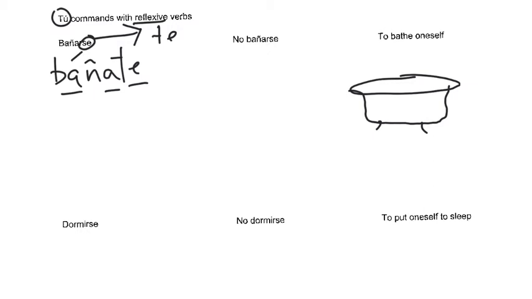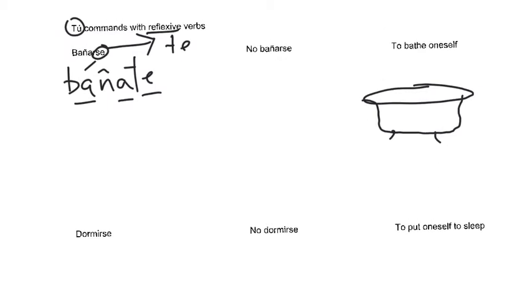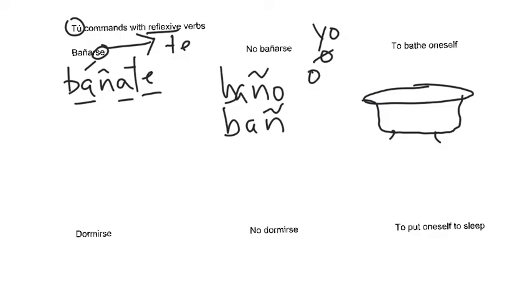Forming negative commands requires a few more steps. The first step is to get the present tense first person singular yo form of your verb, baño. The second step is to drop the o. The third step is to add the opposite tú form ending. Since bañar is an AR verb, we're going to add an es.